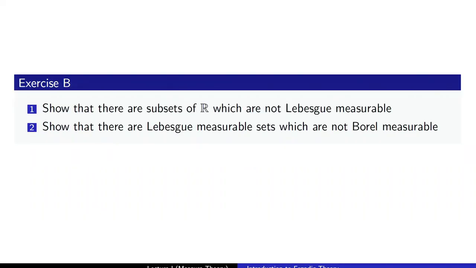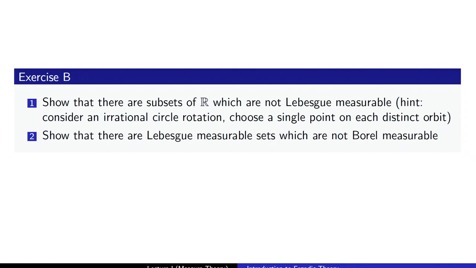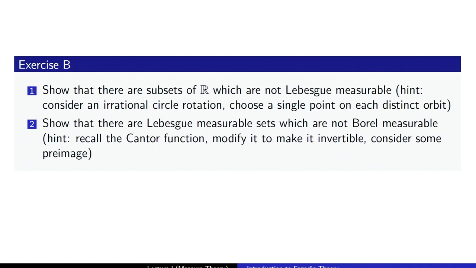So what about exercise B? And we didn't want any hints for the second part of exercise B, or we wanted hints? I don't know, the hints are quite short. I don't know how short or long it is. We'll see, and I will definitely be present during the exercise classes, so if I give exercises that are just really horrible, I suffer. Anyway, I'll be here when we do all these exercises. So yes, my hints are simple. Recall the Cantor function, modify it to make it invertible, and consider some pre-image.